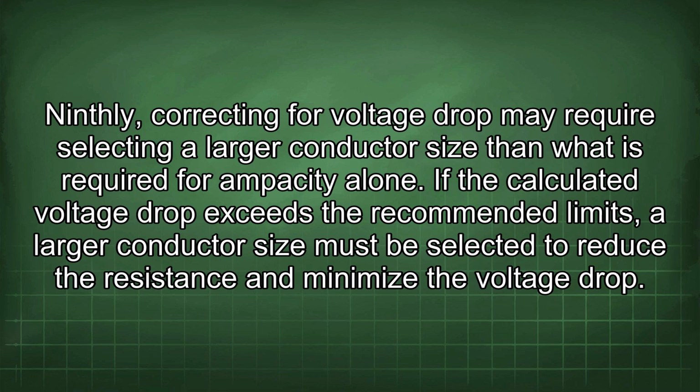Ninthly, correcting for voltage drop may require selecting a larger conductor size than what is required for ampacity alone. If the calculated voltage drop exceeds the recommended limits, a larger conductor size must be selected to reduce the resistance and minimize the voltage drop.